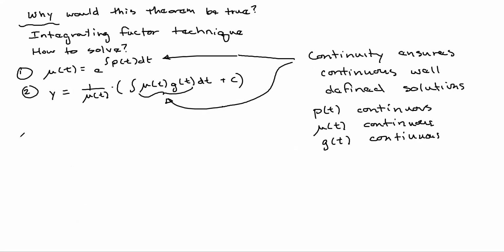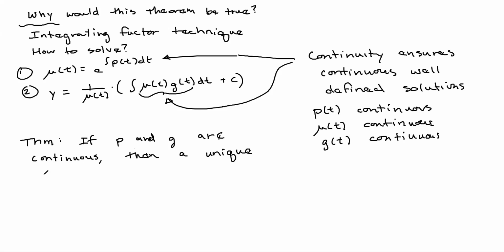So the way that you could interpret this, here we have the theorem: if P and G are continuous, then a unique solution is guaranteed to exist. Guaranteed. Nothing can go wrong.